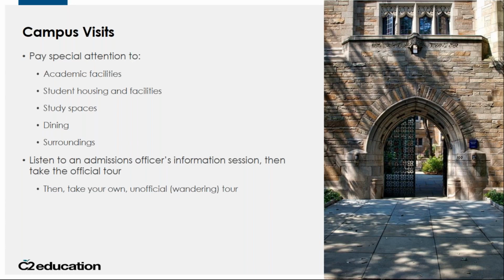Listen to the information sessions when you go, right? They'll have a lot of information. They'll talk about the history. Then you take the official tour that they give you, but then again, as I was saying before, take your own wandering tour. Look at dorms that they're not showing you. Really canvass the whole school. Spend the time you've gone there. Don't just do what they direct you to.